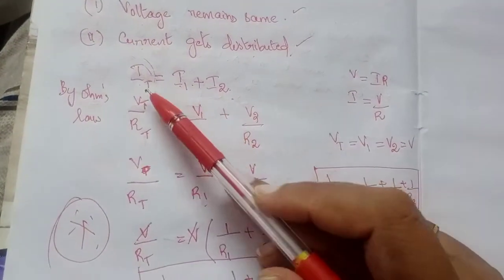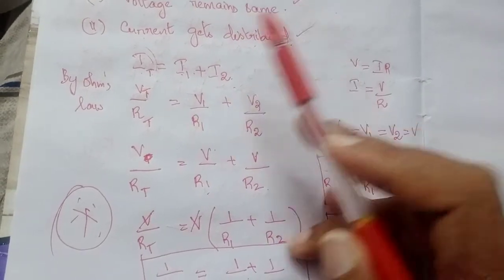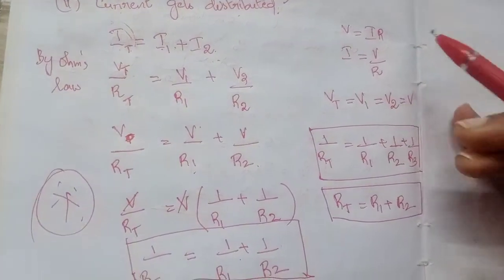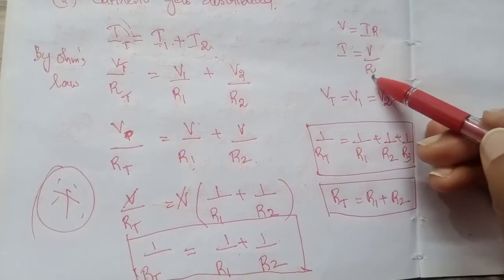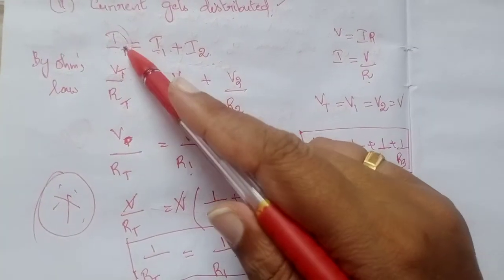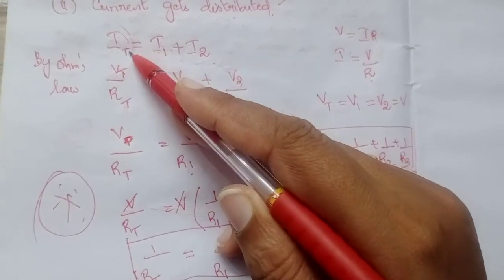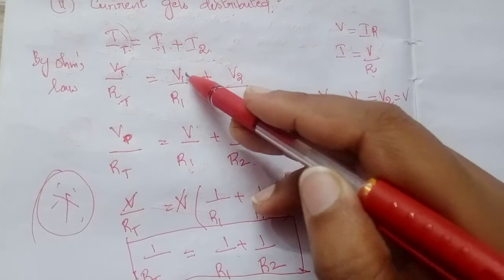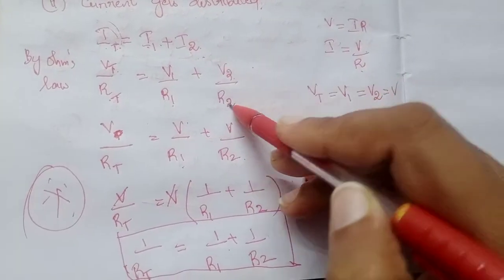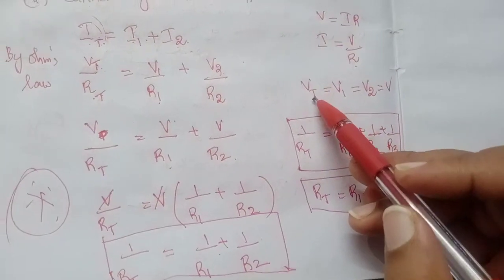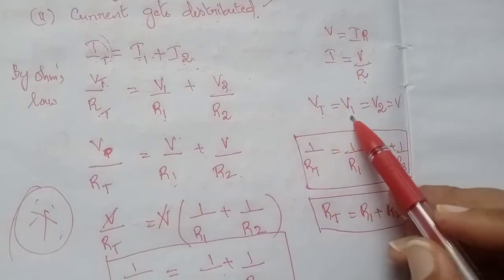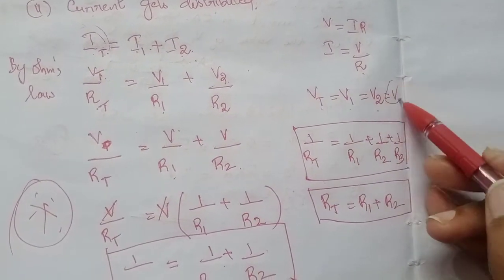So the thing is, current gets distributed. So total current is I1 plus I2. Instead of I, by using Ohm's law, I'm going to write I is equal to V by R. Here I represents the total current. So I'm going to write total voltage by total resistance is equal to I1, which is V1 by R1, and I2, which is V2 by R2. We know that in case of a parallel circuit, the voltage is the same, right? So we can write Vt is equal to V1 is equal to V2, which is the total voltage.